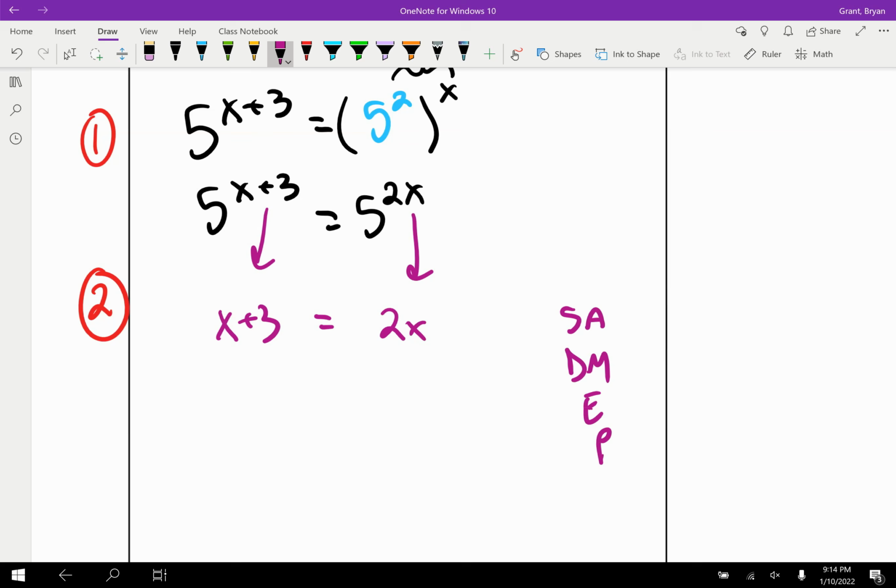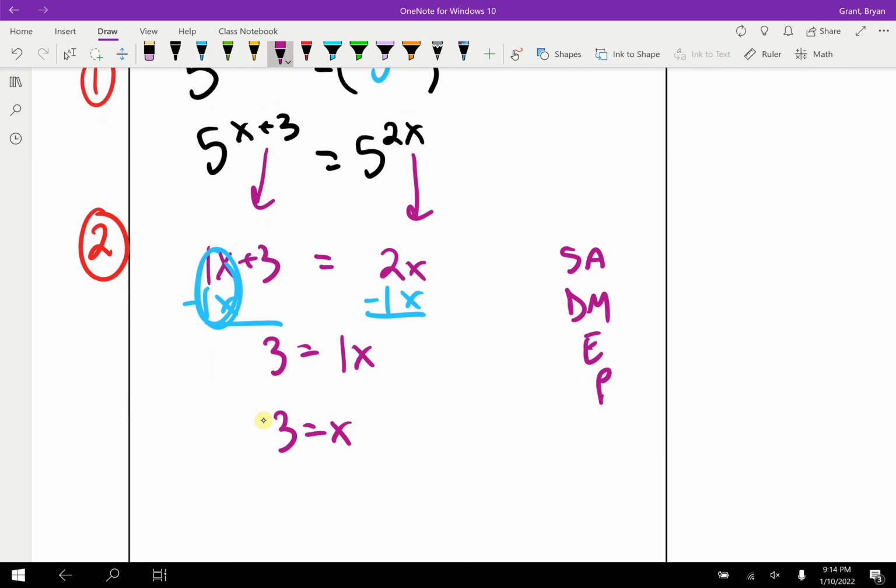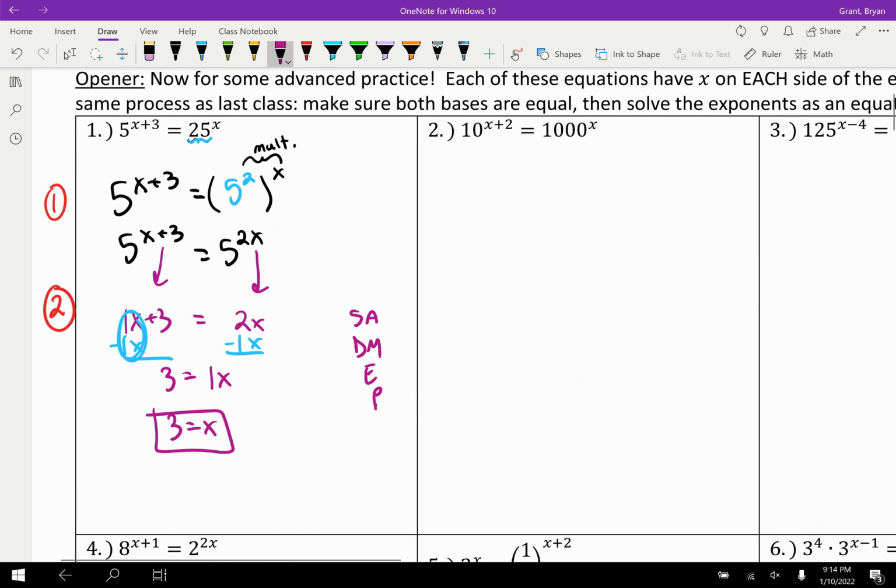This x and 3 are separated by addition, so I'm actually going to go ahead and say, well, that's a 1x. I'm going to undo the 1x by subtracting it from both sides. We like to move those x's to the same side. These cancel, and that gives me 3 equals, well, 2x minus 1x is 1x, and we should know we don't even need the 1 in front of the x, so we just get x equal to 3. All right, we're done with the first.